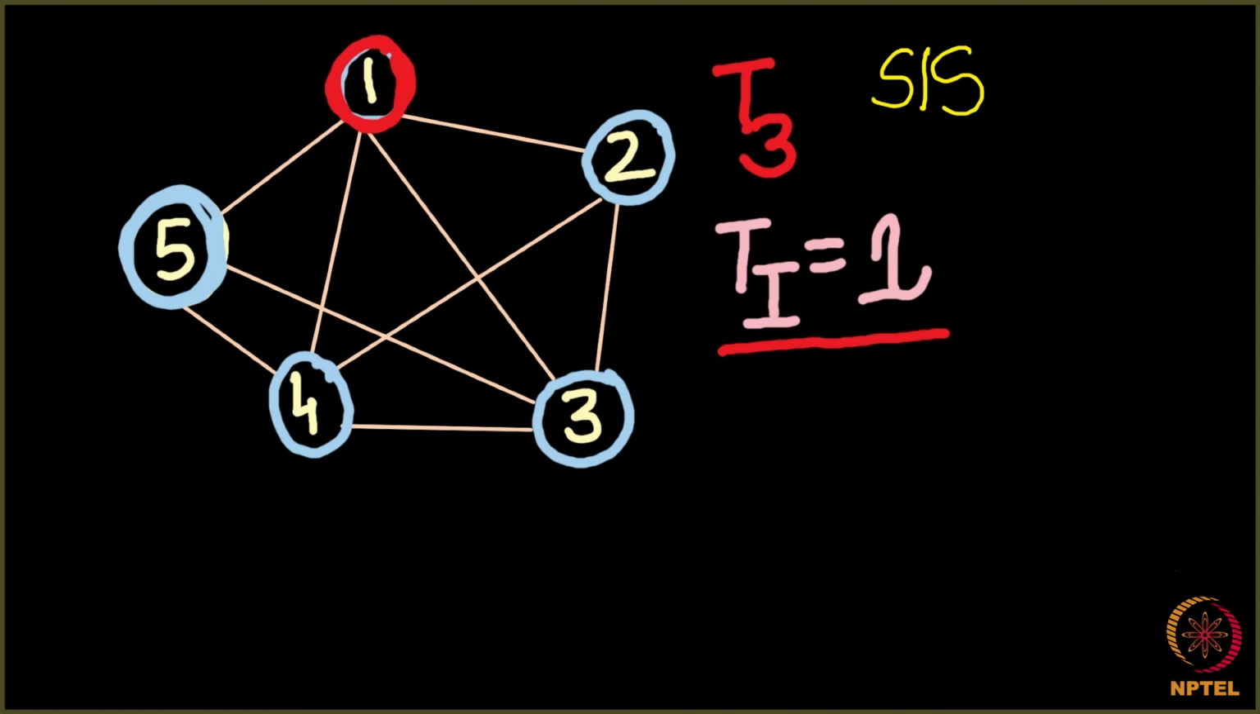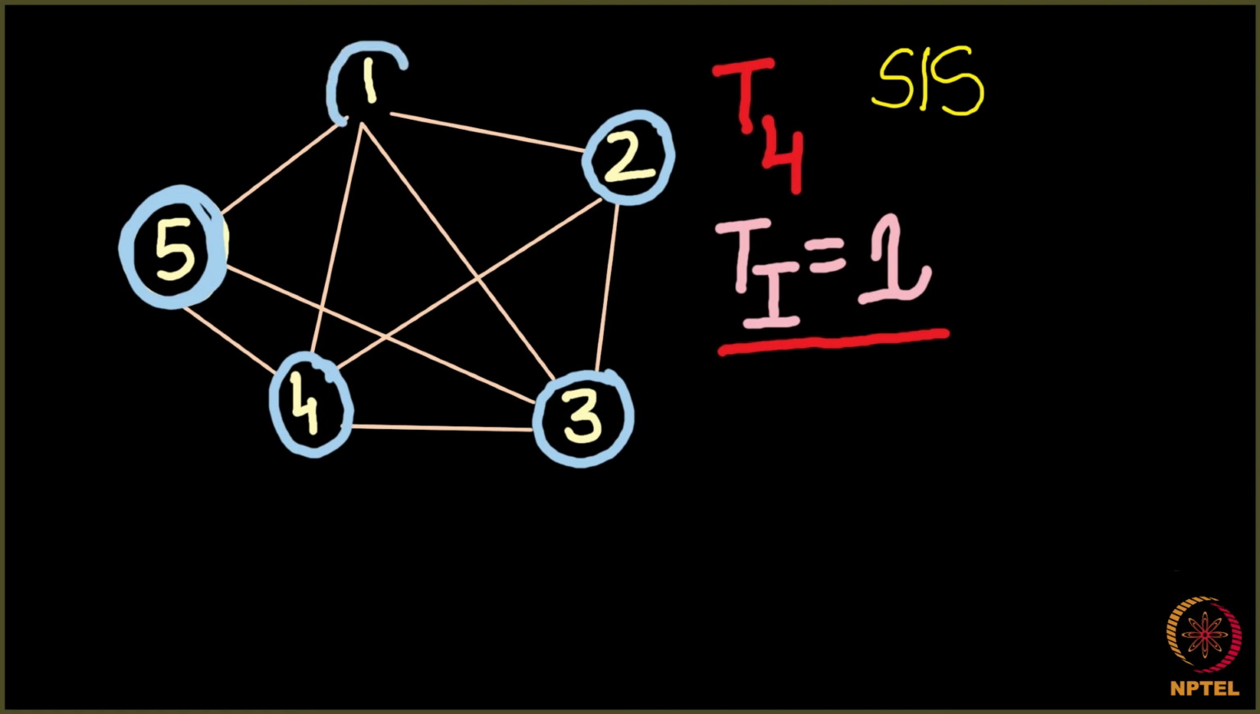So node 1 may then infect certain nodes, and those nodes will infect certain nodes. But suppose at this iteration, node 1 is unable to infect anybody. So we are talking about day 4. Let's say at day 4, node 1 is unable to infect anybody, and towards the end of day 4, node 1 will again go back to the susceptible state.